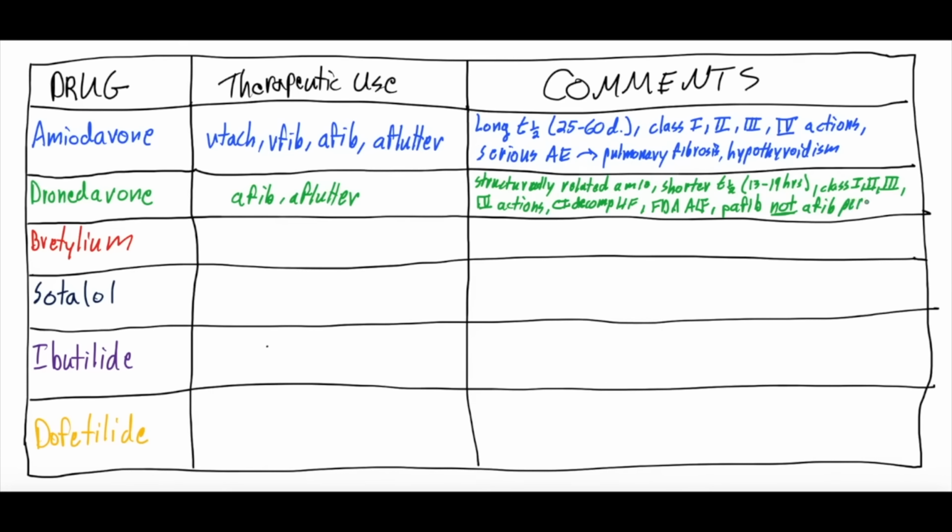What they essentially say is that you want to start it in someone who is in sinus rhythm but intermittently flips into AFib. You don't want to give it to someone in permanent AFib.